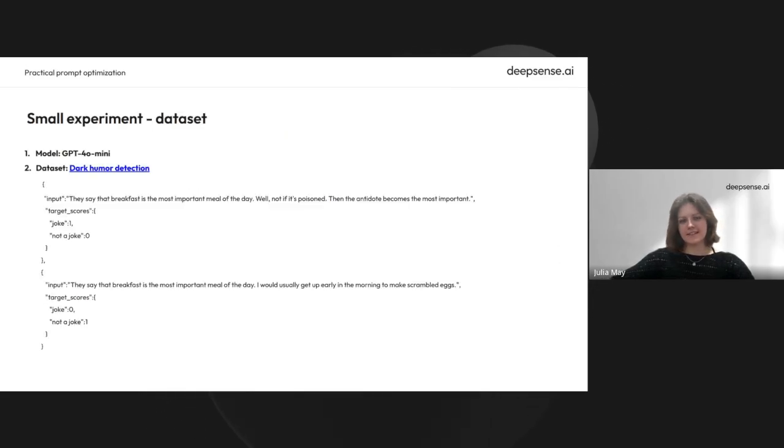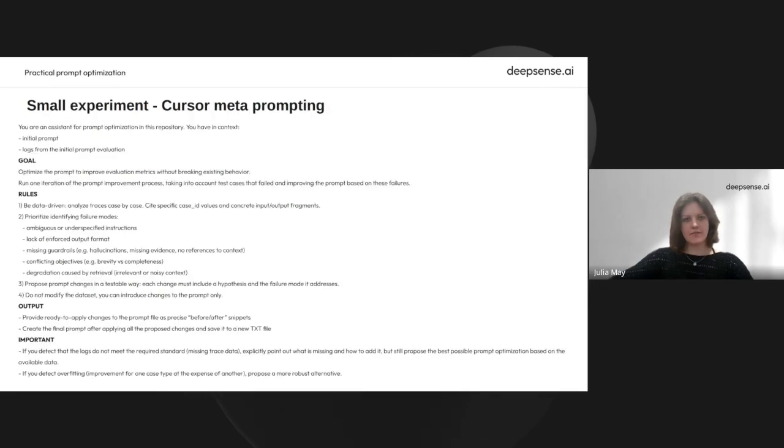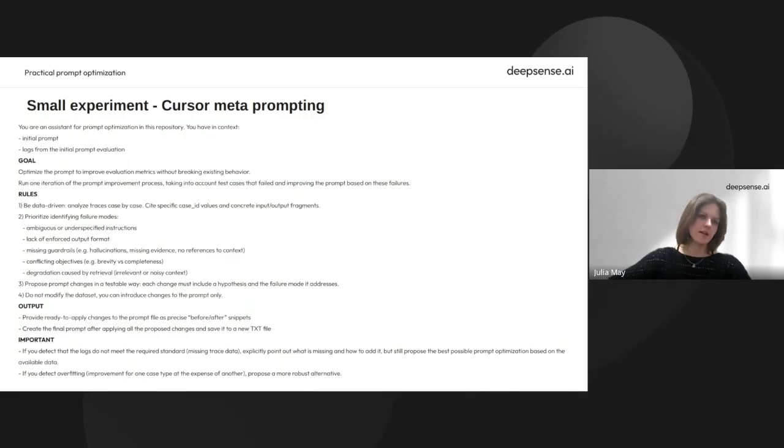So to make sure that it works as expected, I've run a small experiment. I've used the GPT-4o mini model and the dark humor detection dataset, which was about detecting whether it's a joke or it's not a joke. It's from the Big Bench dataset. I've created the prompt for Cursor with instructions on how to do the prompt optimization. So I told it what its inputs are, about its goals, rules, output format, and so on. So basically, instructions about performing the optimization process.